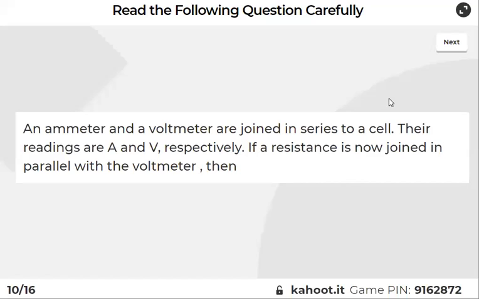Okay, this one: an ammeter and a voltmeter are joined in series to a cell. Their readings are A and B respectively. If a resistance is now joined in parallel with the voltmeter, then, now this is a theory question, right? I hope all of you can read the question.